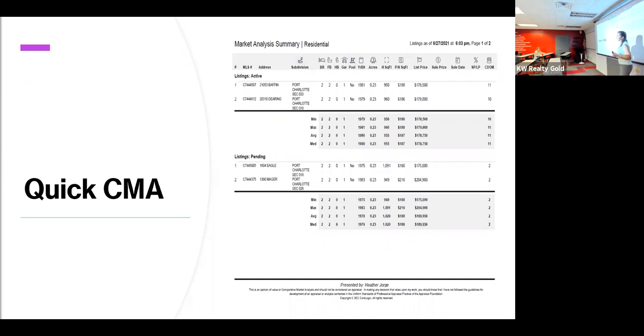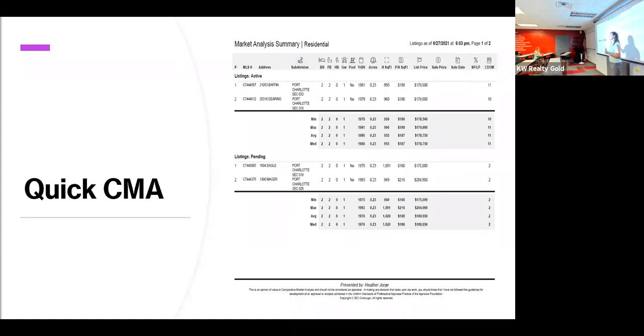What does pending tell me? How quickly they've gone off the market. These came off in 2 days. They were priced right. How do I compare to those properties at this price point? But what do I need to use when I'm doing a CMA? My sold properties. Active's great, pending's great when you're trying to figure out your list price.